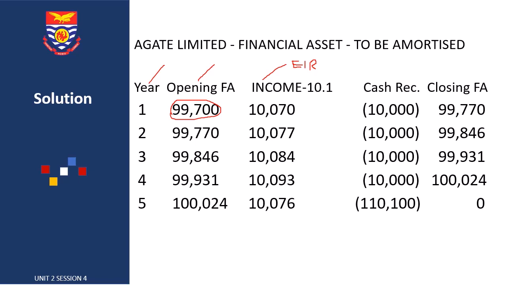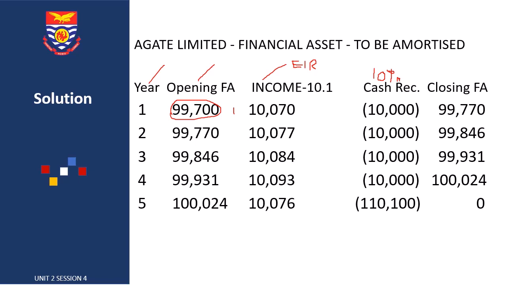So at the end of every year, you have to pay or receive the coupon amount. So Adum Limited has to pay Agate Limited the coupon amount, and this is based on the coupon rate of 10% on the face value, so it's going to be fixed throughout. Then you have the closing balance. Now this is how it works. You take your opening balance, you calculate the effective interest rate on the opening balance.